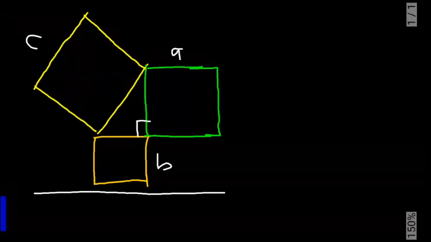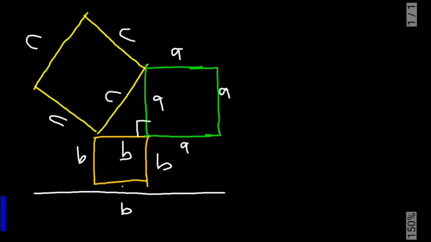As we have been taught in basic geometry, a square has four equal sides. So if this is A, the other sides here would also be A. This would also be B, this would be B, and this would be C, C, C.